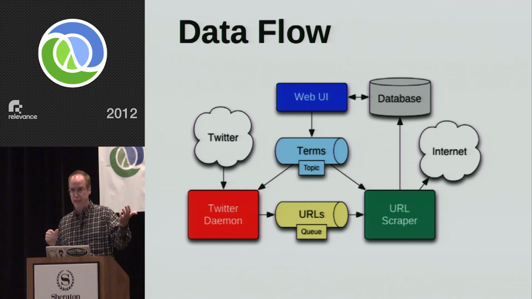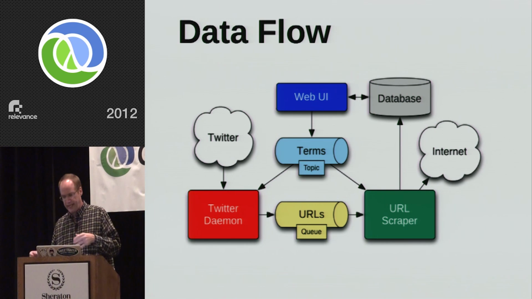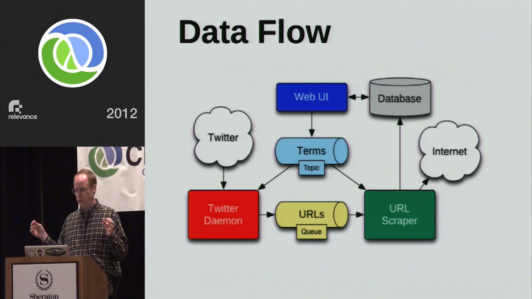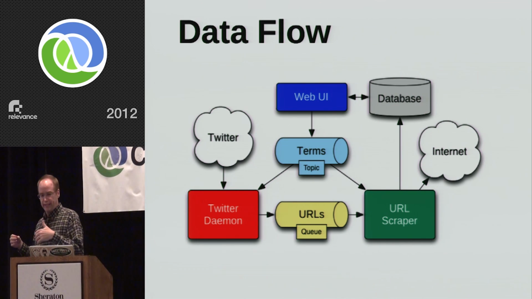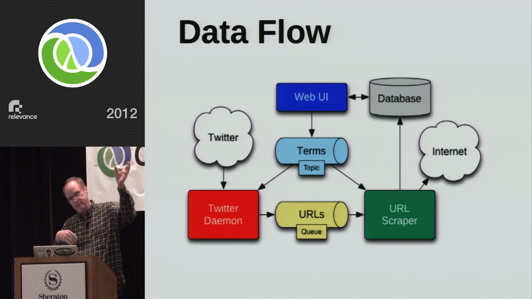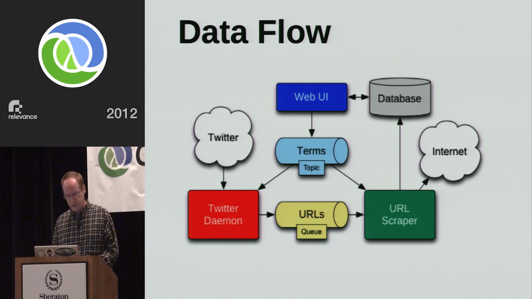The components will be the Twitter daemon as a producer of our queue. He's connected to Twitter, gets the URLs, puts them there, and this scraper guy will consume those URLs off that queue, fetch the content from the internet, count up the terms, write the results back to the database for the web UI to display.